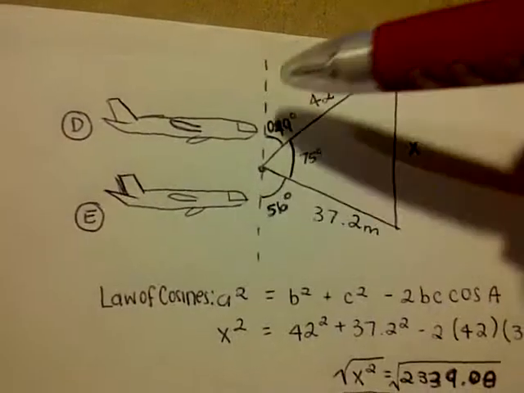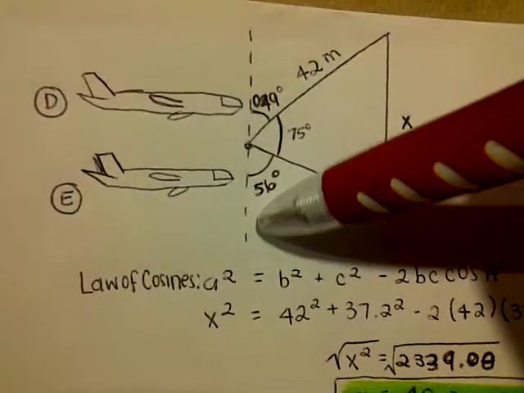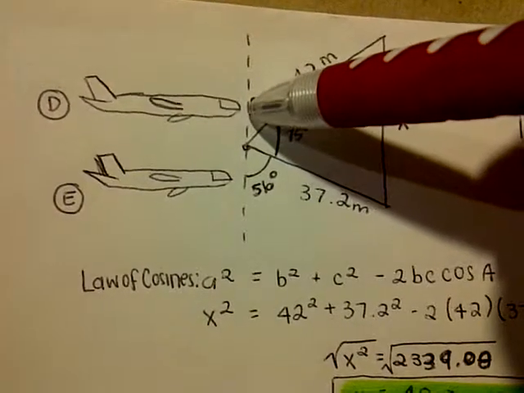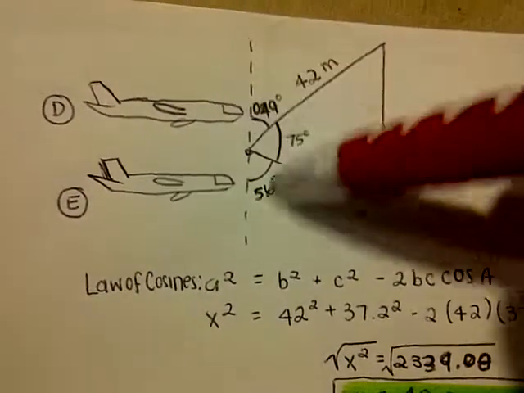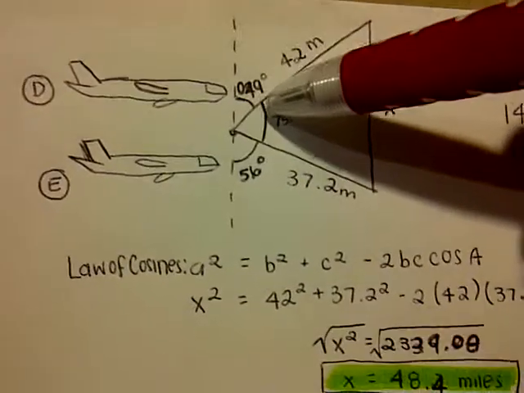So we draw the north-south line, which is the dotted line that I drew. And since this is navigation, you start off at north and you travel in a clockwise direction. So if you draw a 49-degree angle, it should look like this.